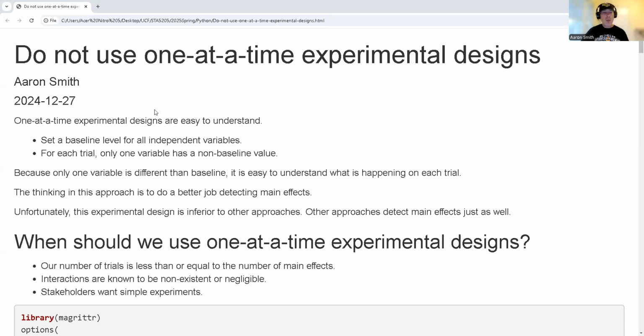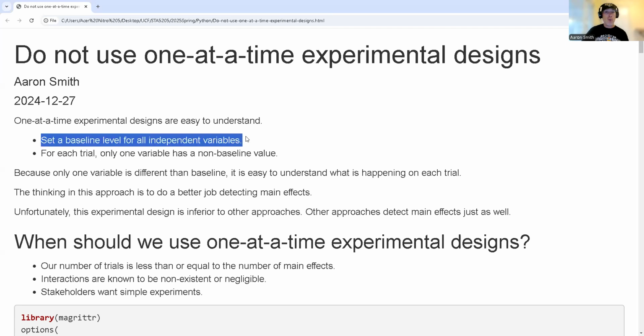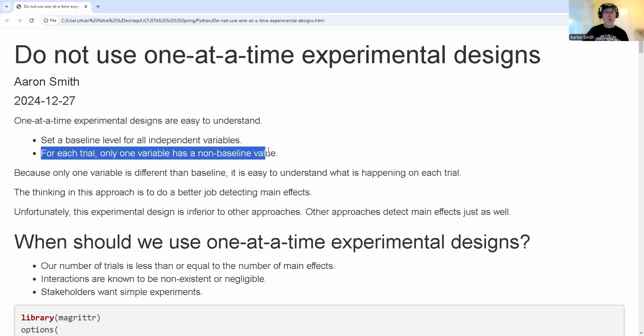All right, so let's dig into this. One at a time experimental designs are very easy to understand. We set a baseline for all of our independent variables, and on each trial, only one variable has a non-baseline value. This way, it's very easy to connect to, hey, what's going on in this experiment? I've only got one variable that's varying, so it's easier to figure out what's happening and to interpret the individual trials. And this feels like this would deliver a lot for us because this is easy to understand. But when we get into the linear algebra of regression, we're going to find, hey, this isn't going to deliver.